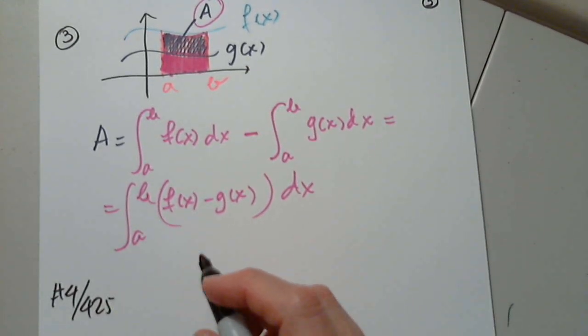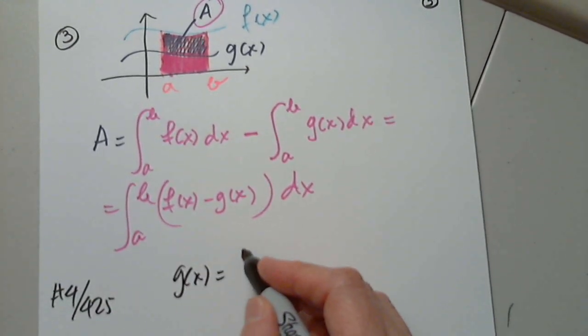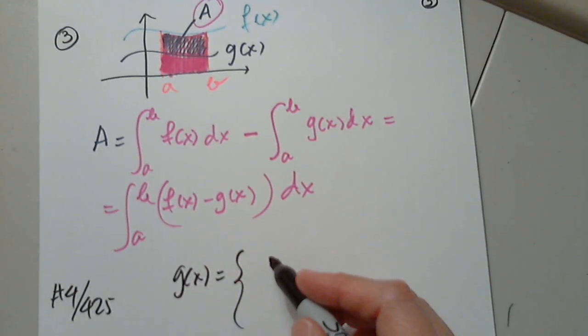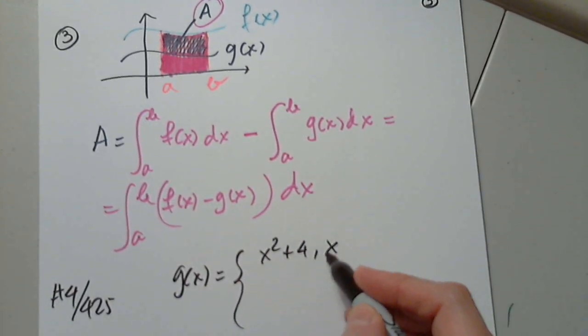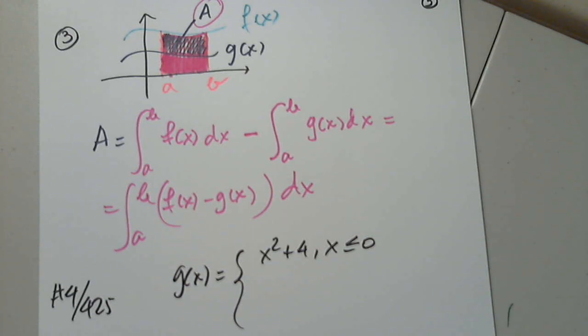Very good. Let me copy it. So it's g of x. It's x squared plus 4 for x less than or equal to 0, and 4 minus x for x greater than 0. Now let's read the question.